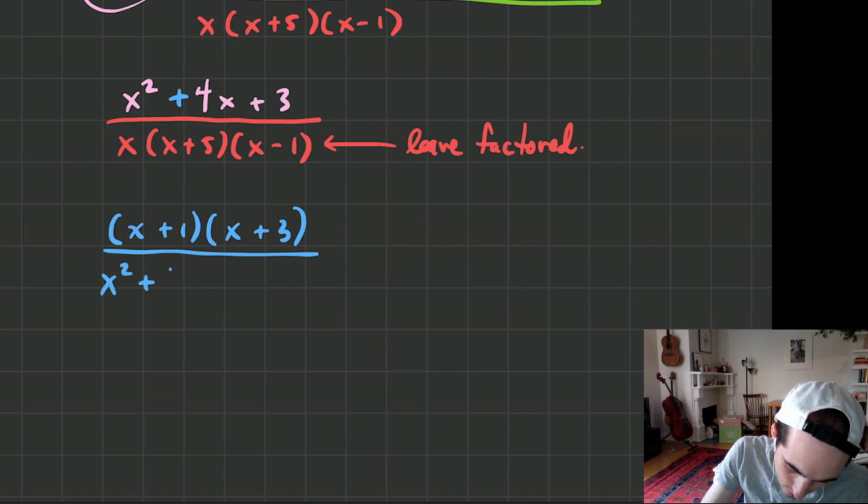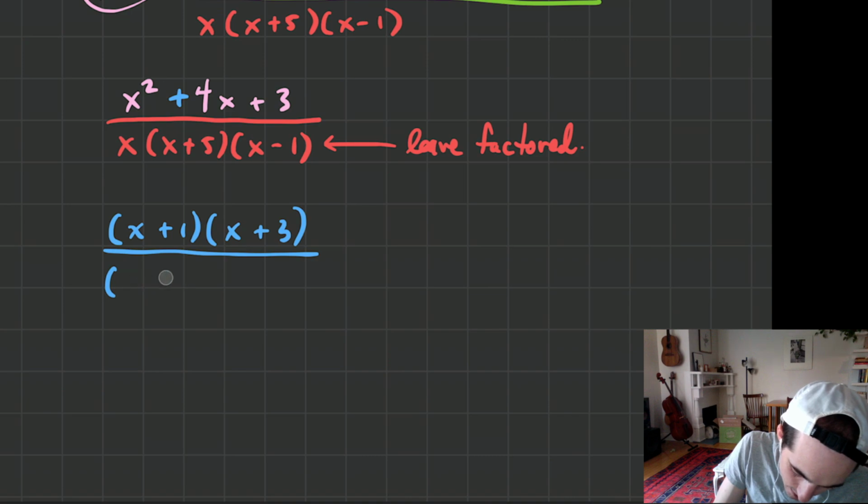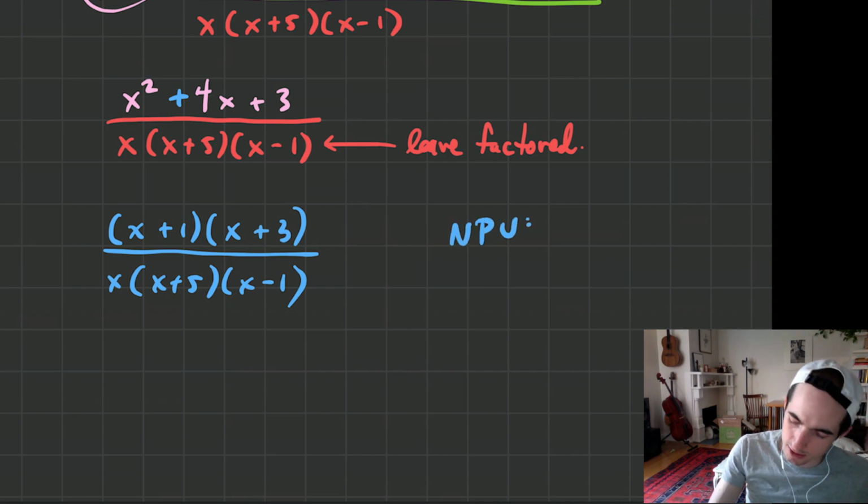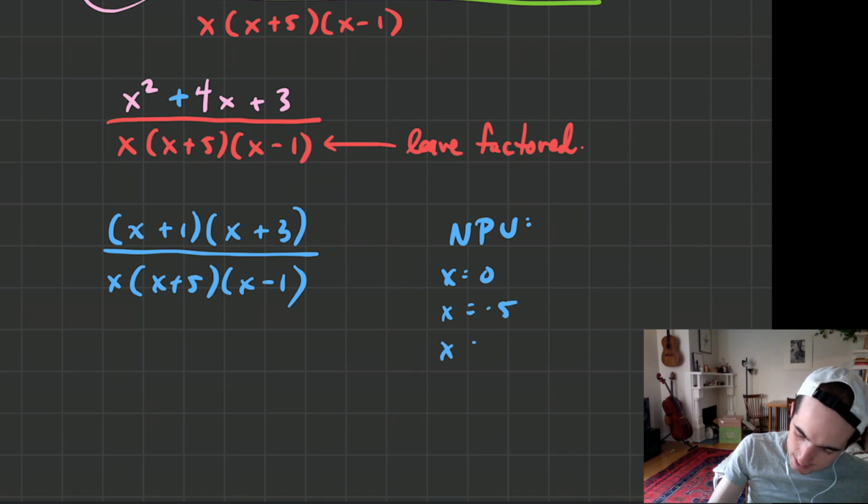So that's supposed to be x plus 1 and x plus 3. What am I doing? x times x plus 5 times x minus 1, and we're done. The non-permissible values, let's just do that for fun. It's x equals 0, x equals negative 5, x equals 1.